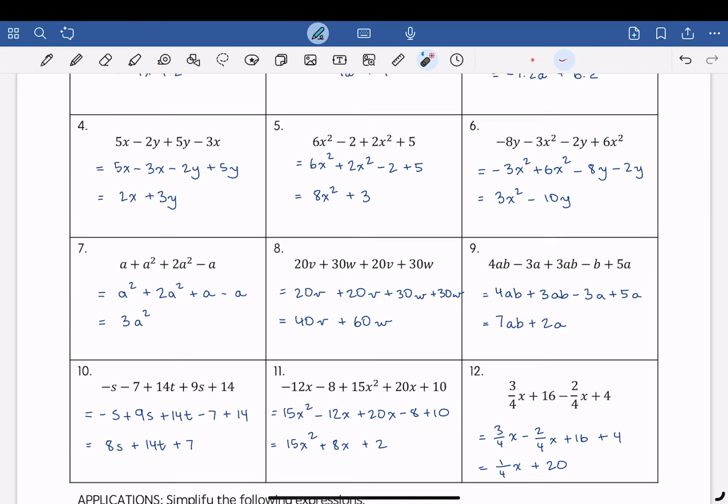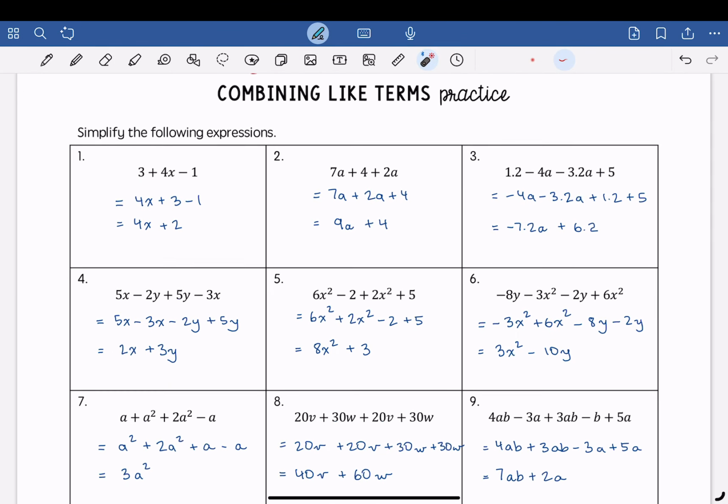And then here are some questions that you can complete. Combining like terms practice.